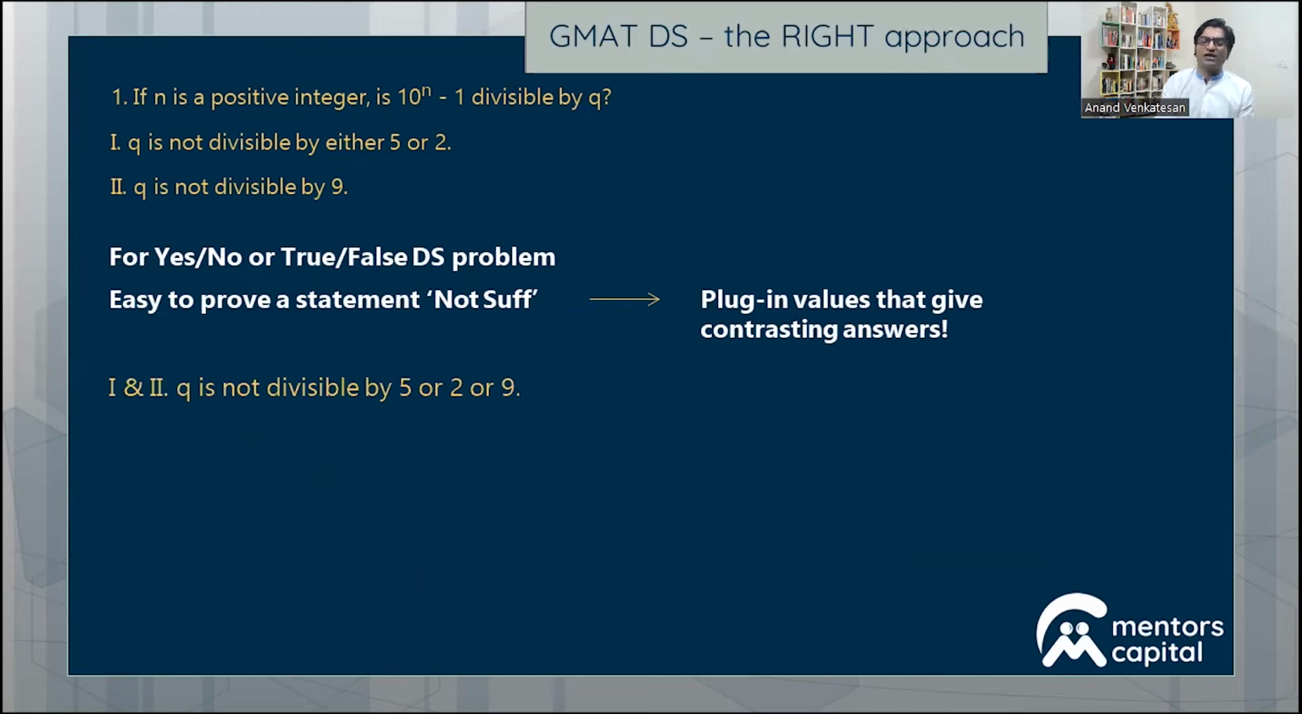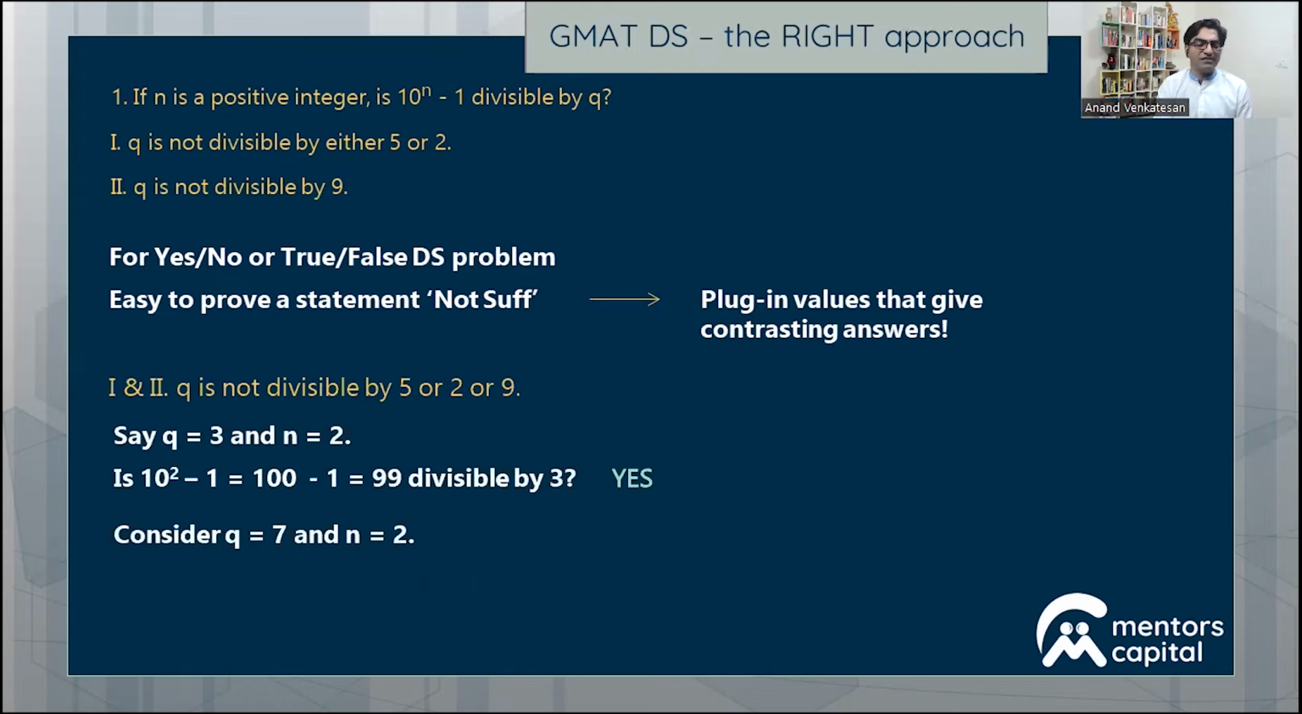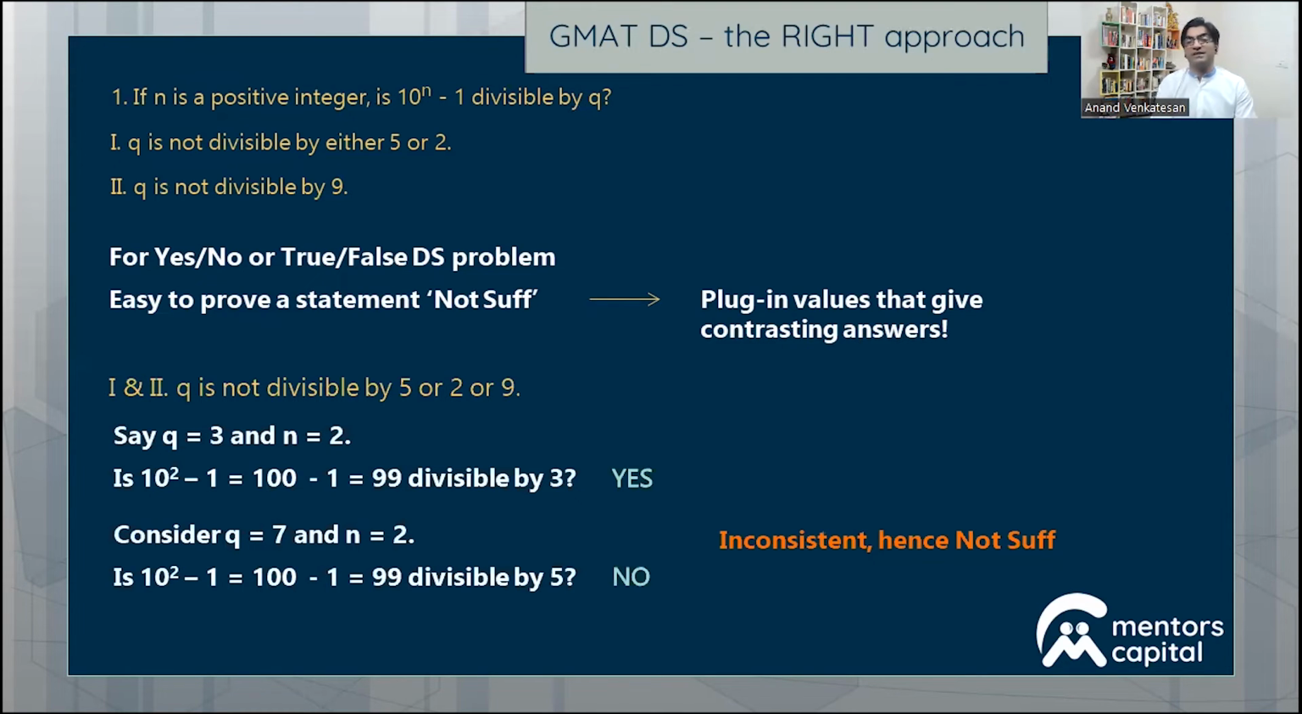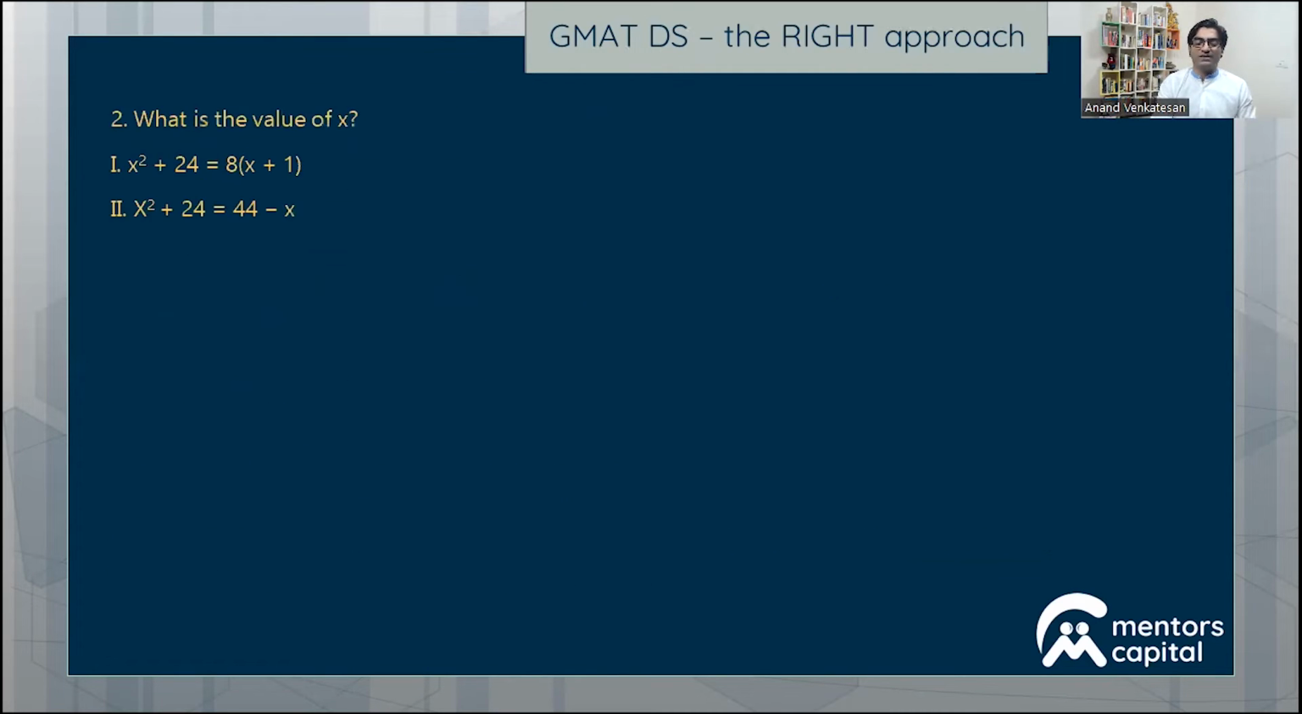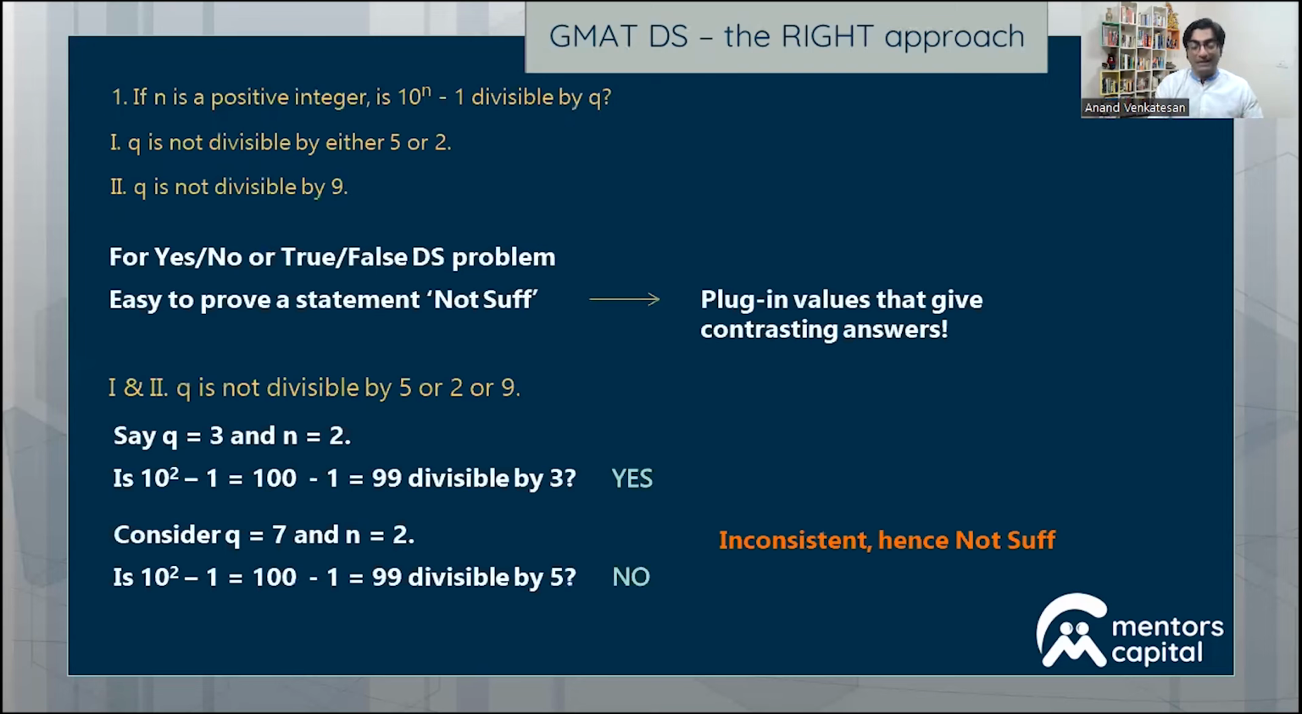And even if you combine the two statements together, not divisible by 2, 5, or 9, I can still take the value of q as 3 and n as 2, right? Is 99 divisible by 3? Yes, it is. But if I change the value of q to 7 now, because I can't take 5, it's not divisible by 5. So if q is 7, then is 99 divisible by 7? Again, the answer is a resounding no. And conflicting answers mean that obviously the statements, when combined, are also not sufficient to answer the question. And so you should simply mark E.